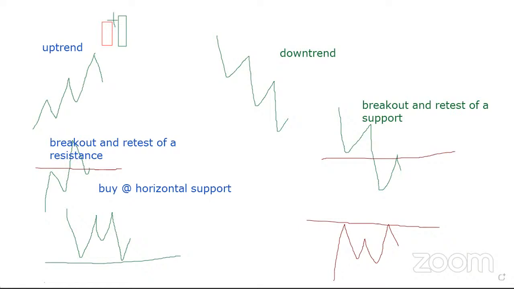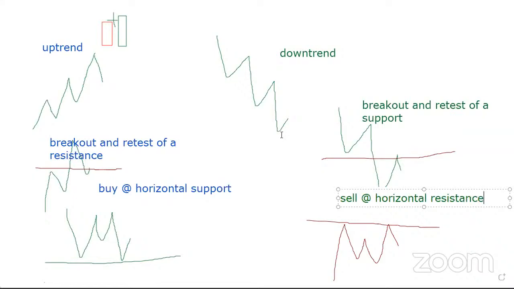So in all of this, the third one now is to sell at horizontal resistance. See, just sell at horizontal resistance.